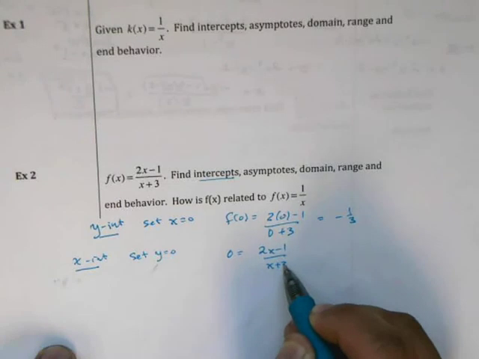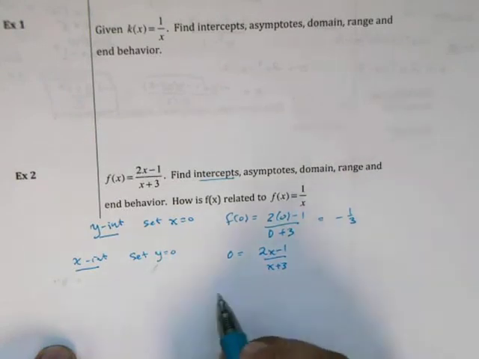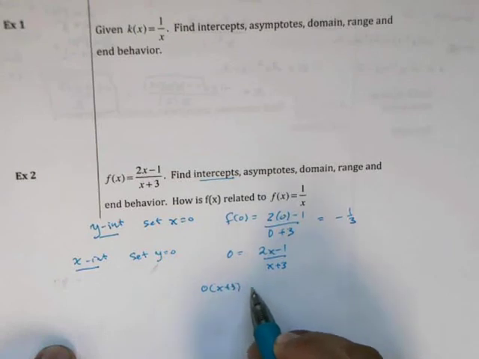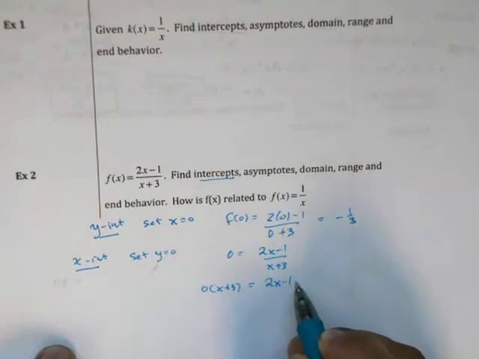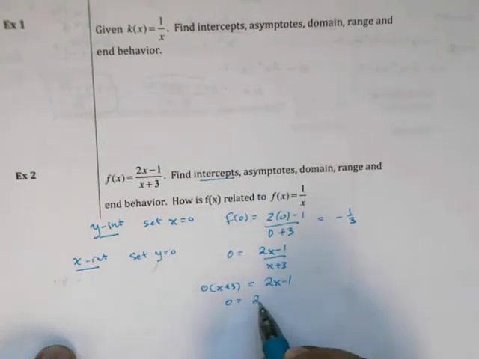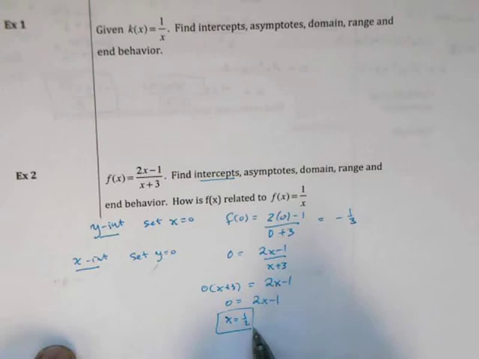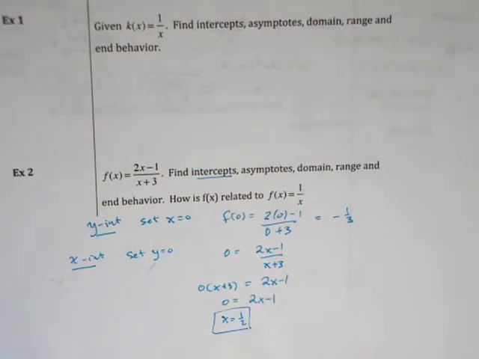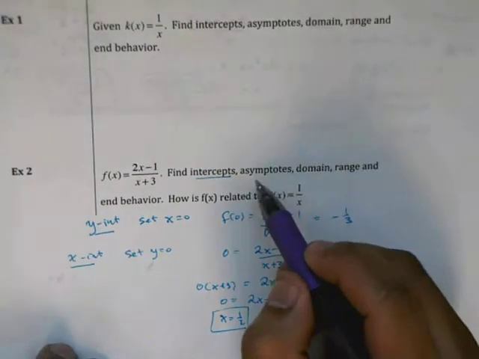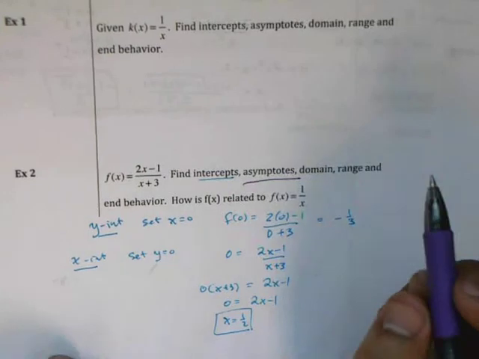To find the x-intercept, you set y equal to 0, and we say that 0 equals 2x minus 1 over x plus 3, and solve this for x. If you multiply both sides by x plus 3, you still get 0 on the left side, and that leads you to have x equals 1/2. So that's done.